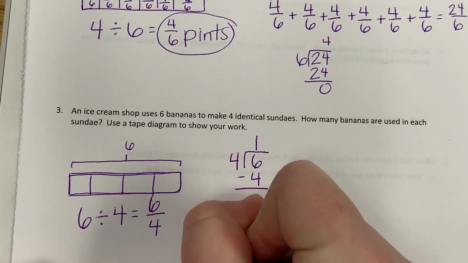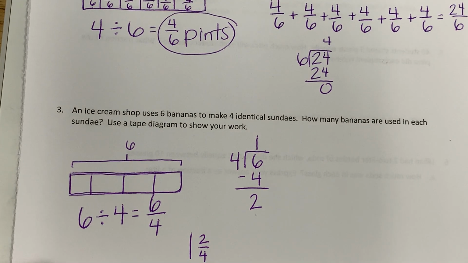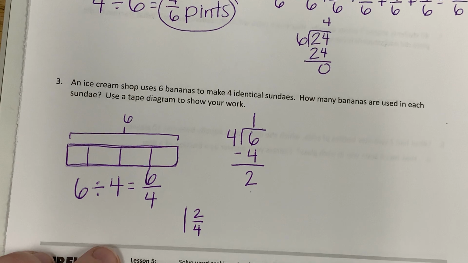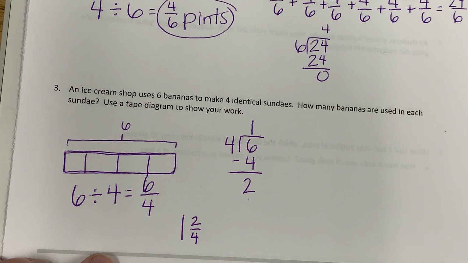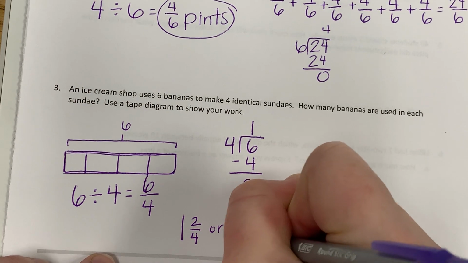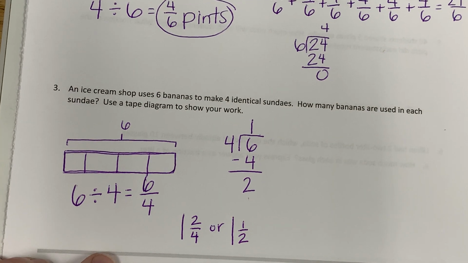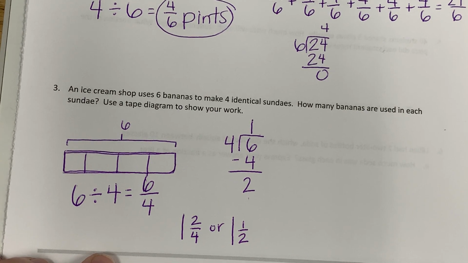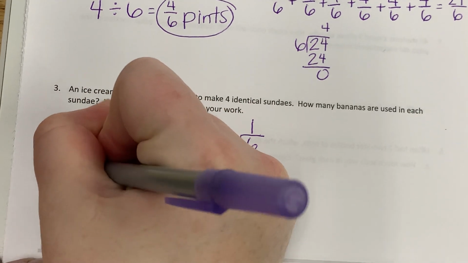2/4. Very good, Abby. What is an equivalent fraction for 2/4 that's smaller than 2/4? Just say it. 1/2. So this is 1 and 1/2. Very good, boys and girls. So how much is each piece worth, Ben? Yes, 1 and 2/4 or 1 and 1/2.